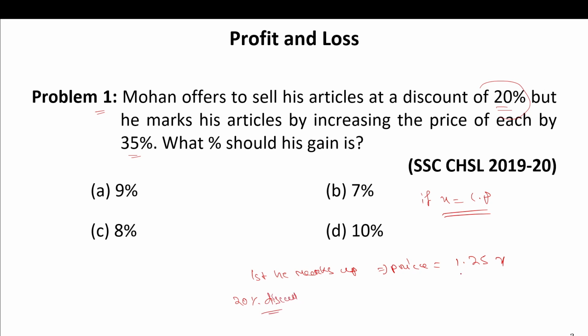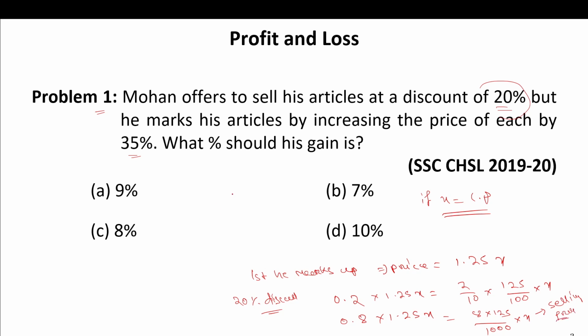So 20% discount is given on the what? On the selling price, right? So it will be 0.2 into 1.25x is equal to what? So 2 by 10 into 125 by 100 into x. Okay, so this is the amount, that is the discount amount. So what will be the remaining amount? Remaining amount will be 0.8 into 1.25x, which will be 8 into 125 by 1000 into x. So this much amount will be the selling price after discount.